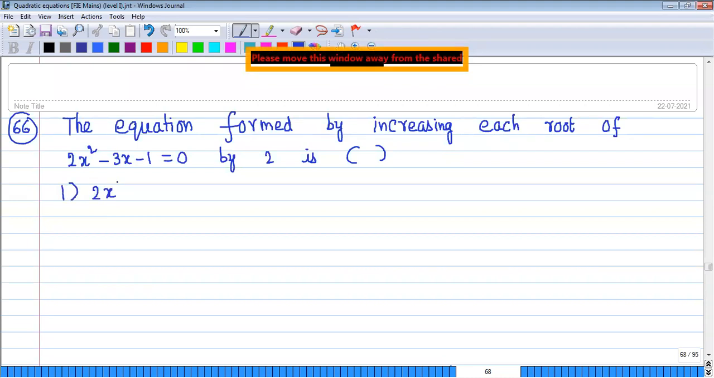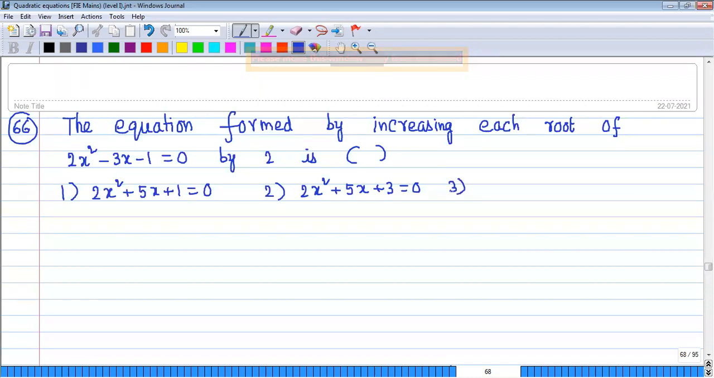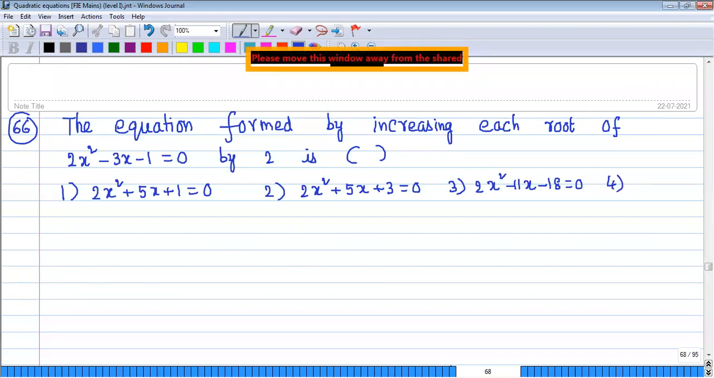2x square plus 5x plus 1 equals to 0. Second option, 2x square plus 5x plus 3 equals to 0. Third option, 2x square minus 11x minus 18 equals to 0. Fourth option is 2x square minus 11x minus 13 equals to 0.